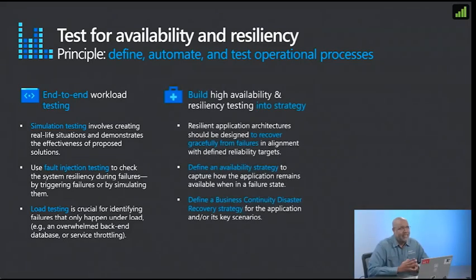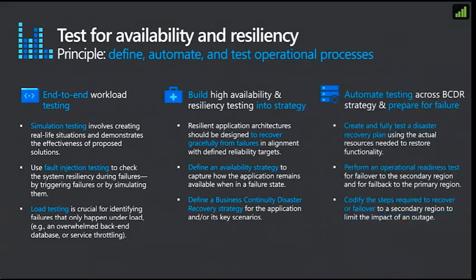Testing, responding to failure, and backup and disaster recovery is key to this principle, to defining, automating, and testing operational processes. So looking at it from the end-to-end workload testing, you want to incorporate all kinds of testing. As you move into a situation where you're using automation, testing should be included as part of that automation. So you want to do simulation testing, fault injection testing, and load testing. These are all different kinds of testing that allow different kinds of errors to emerge.